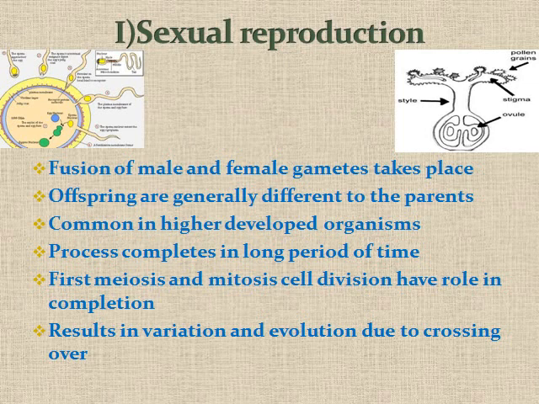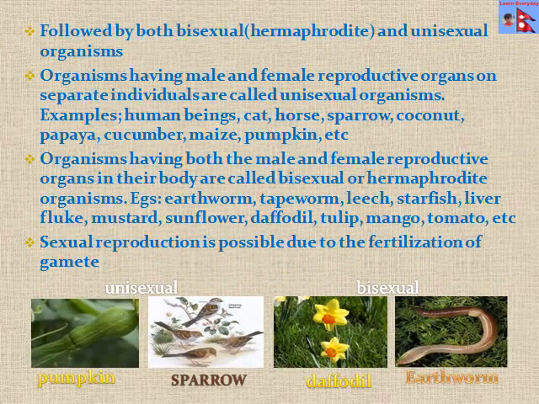Mitosis cell division occurs after the meiosis cell division to complete the whole process, and it results in variation and evolution in organisms due to the crossing over. There are a few more points about sexual reproduction, like it is followed by both the bisexual organisms as well as unisexual organisms. I think you know about the unisexual organisms and bisexual organisms.